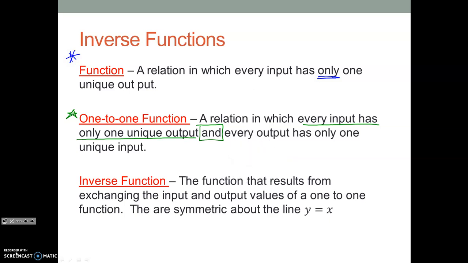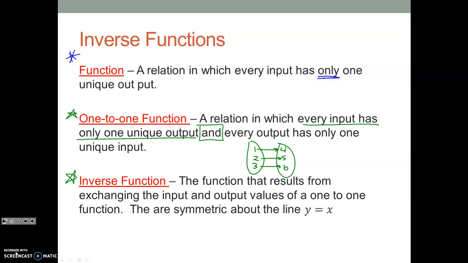Your one-to-one functions will be functions that look like this, where each number is paired together only once. So while that other example was a function, it was not a one-to-one function. One-to-one functions have each input with only one output, and each output with only one input. What's unique about one-to-one functions is that every one-to-one function has an inverse function, and that's why one-to-one functions are important.